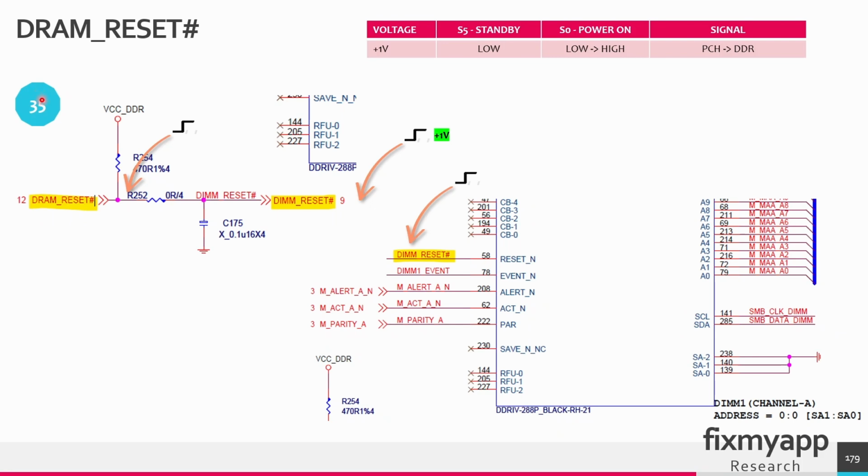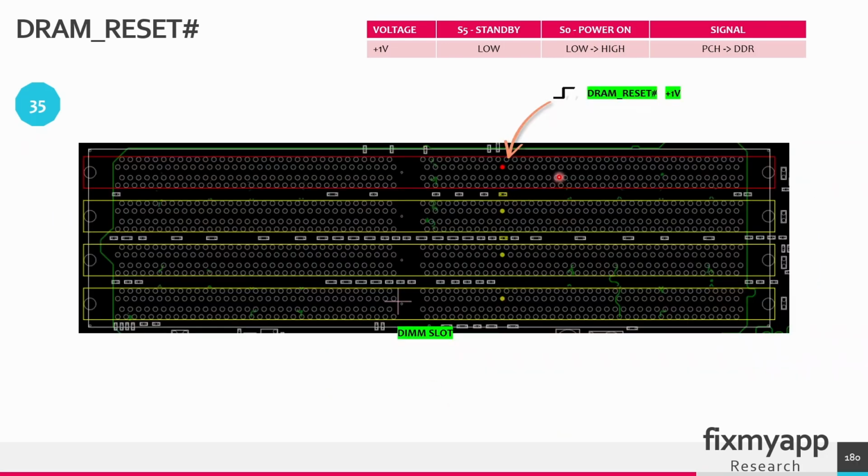So in power sequence 35, the voltage of 1 volt is present in the power on state, and it will go to every DIMM socket. In every DIMM socket, the pin marked in yellow is the DRAM reset signal, and it has to go up to 1 volt to get out of the reset state.